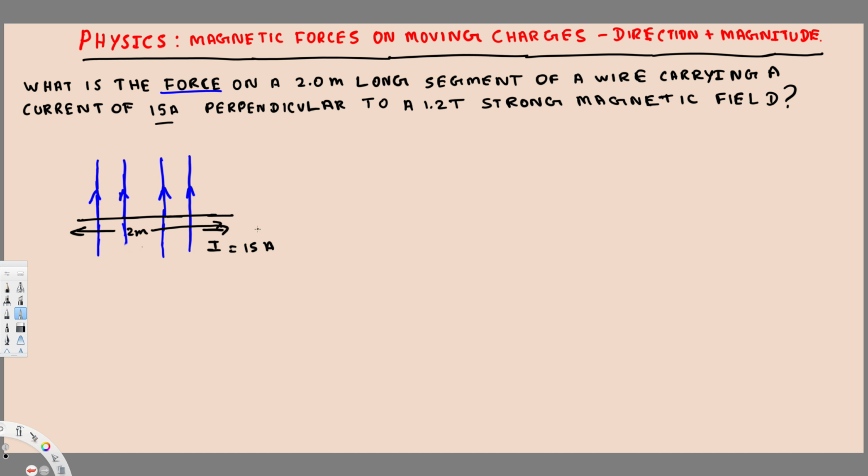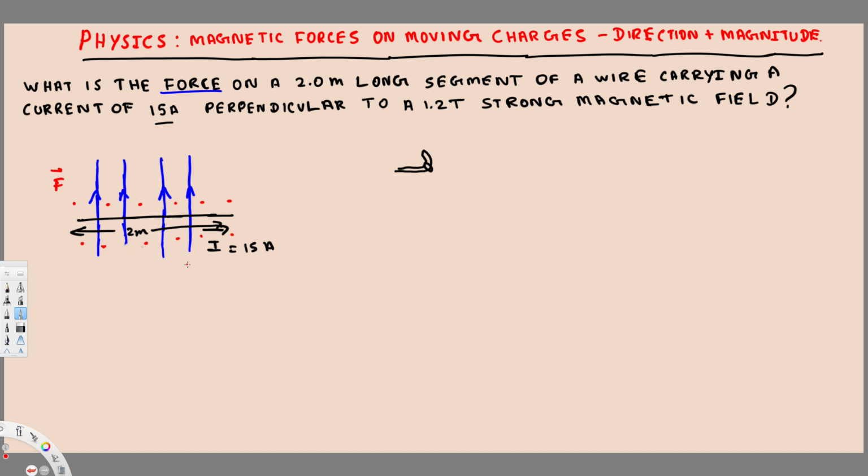Since the current is going in this direction, you have to do your right hand method. So if you keep right hand like this and fold it in this magnetic field's direction, your thumb is going to come outside. It's going to point outside. So the direction of the force is going to be outside. So we put a dot for outside. So this is going to be the force's direction.